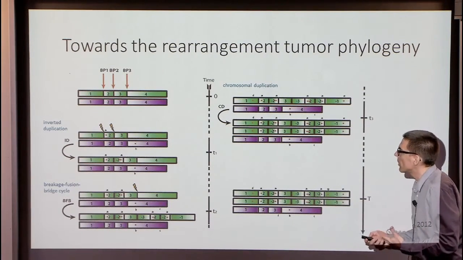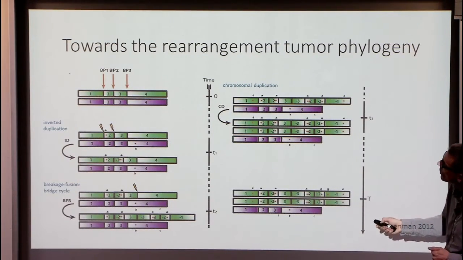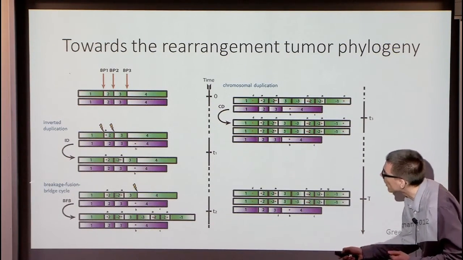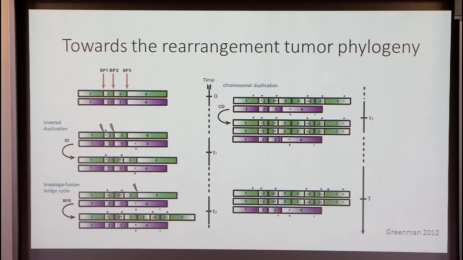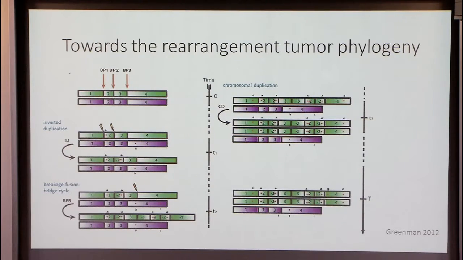So in reality, more complex things can happen, as we discussed earlier today. For example, here's an example where you start with a normal genome, and then you have complex genetic events. Here's an inverted duplication, a breakage fusion bridge cycle, and a chromosomal duplication, and so on. Many other things can happen. So the end result, in general, is not easily summarized in a simple binary matrix, and S and V's alone, again, will probably not do the trick. There are efforts in trying to reconstruct the rearrangement tumor phylogeny, but it turns out to be much more complicated, and there's no simple problem to formulate.